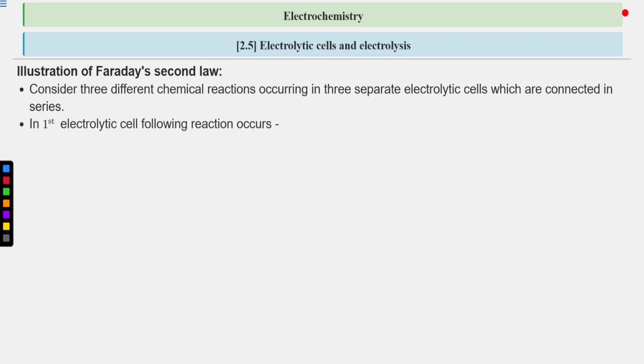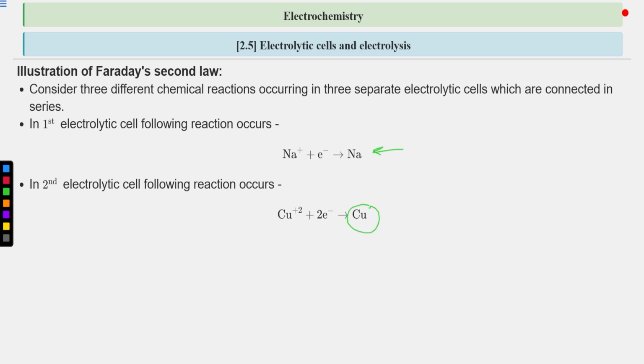In the first electrolytic cell, the following reaction occurs. So what is the reaction? Sodium positive ion plus 1 electron gives you sodium in solid state, in metal form. And in the second electrolytic cell, the following reaction is occurring: copper 2 plus plus 2 electrons gives you copper. So this is the sodium reduction process happening in the first electrolytic cell. In the second electrolytic cell, this is the reduction process of copper 2 positive ions happening in our second cell.